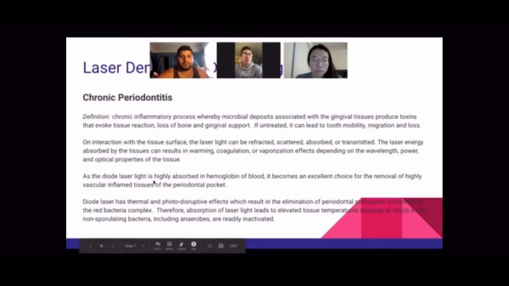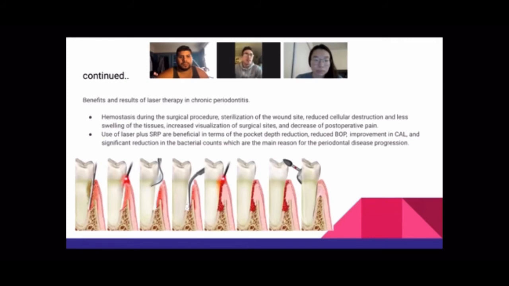The benefits and results of laser therapy in chronic periodontitis: it causes hemostasis during the surgical procedure, sterilization of the wound site, reduced cellular destruction, less swelling of the tissues, increased visualization of surgical sites, and decrease of post-operative pain. Use of laser plus SRP is beneficial in terms of pocket reduction, reduced BOP, improvement of CAL, and significant reduction in bacterial counts, which is the main reason for periodontal disease progression. You can see in the picture right here, from left to right, there's been a significant increase in periodontal health.